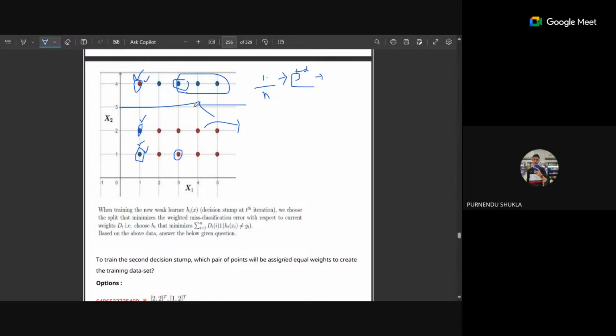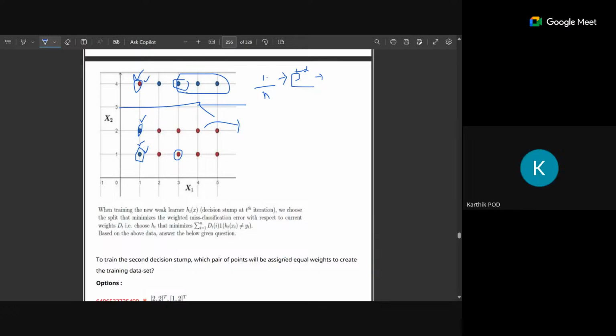First of all, what is the first decision stump? This is the line that I drew. This was the best I could possibly come up with. Okay, 1, 2, 3, 3 misclassifications, is it? Yes. Okay, so that means those 3 are going to be boosted.